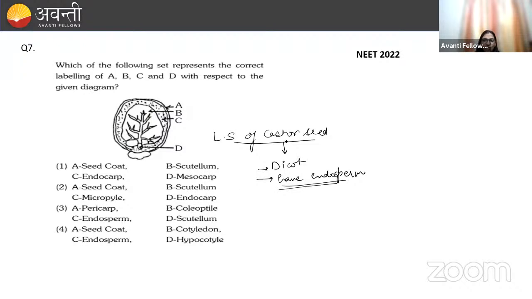Similarly, monocots are generally endospermous seeds, and they also have an exception, which is orchid. So in monocot, the exception is orchid because orchids do not have endosperm. Okay. So here the castor is a dicot seed, but it has endosperm. So A is the seed coat, B is cotyledon, C is endosperm, and D is hypocotyl.